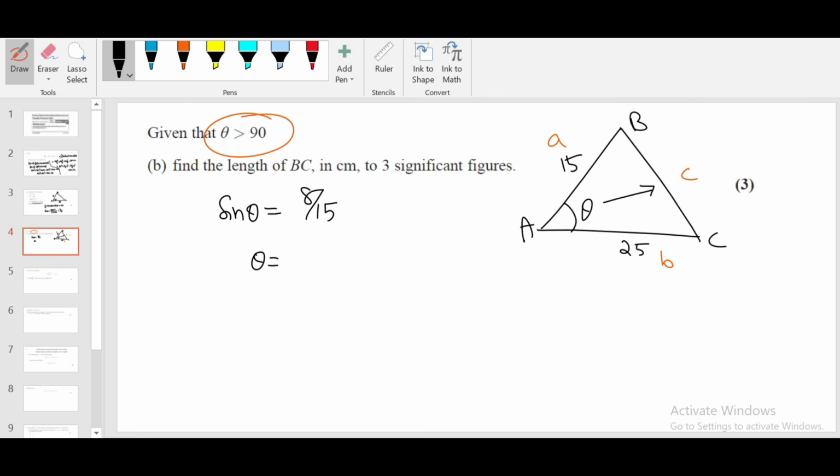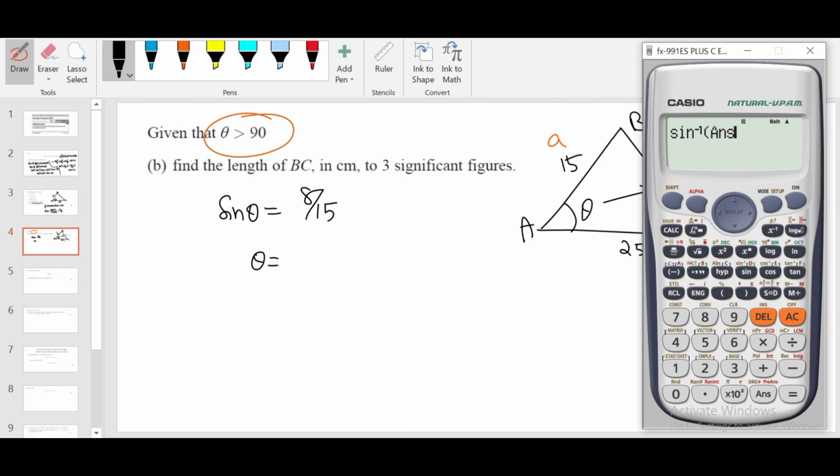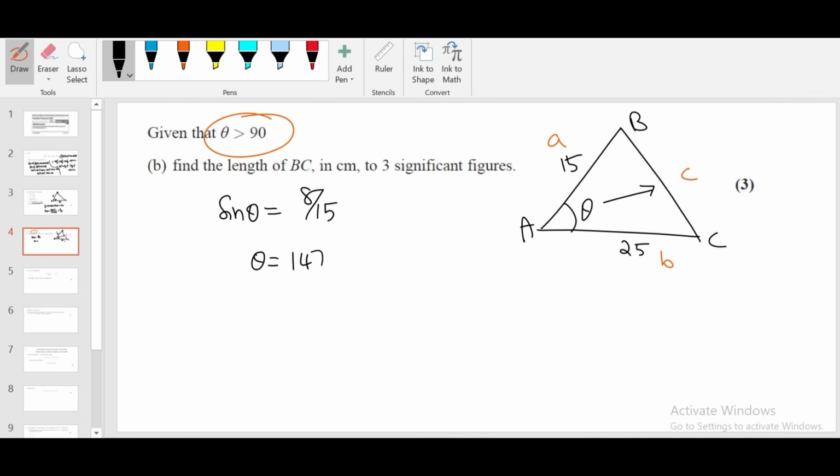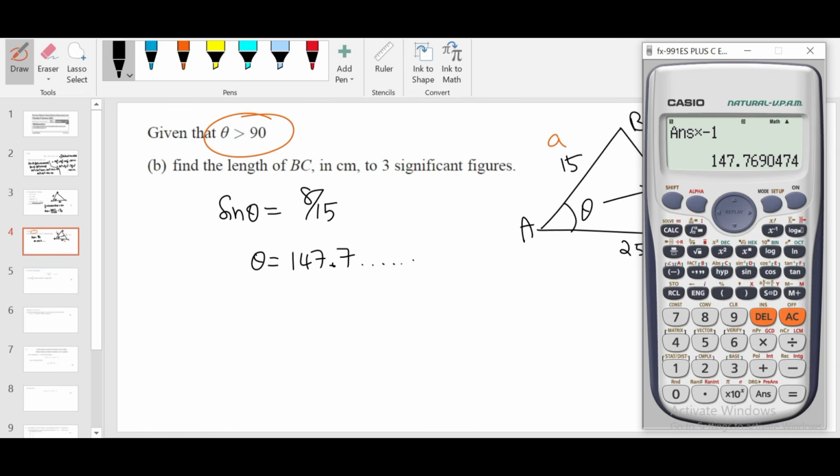Sine inverse of 8 over 15, which is 32.230 and so on. But they say more than 90 degrees. So you need to put it as 180 minus that. So the angle is basically 147 point something. Do not round the angle. So I'm going to immediately store this value as A, so whenever I want the value, I can retrieve it from here.